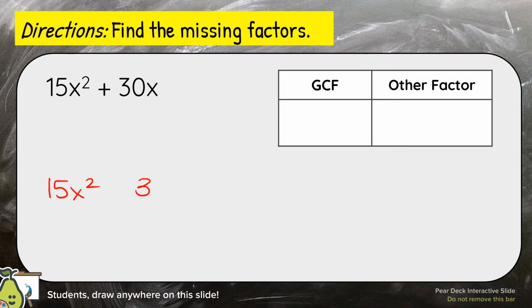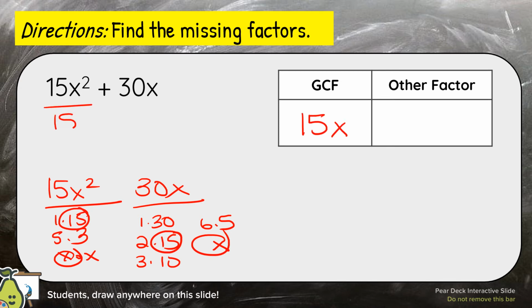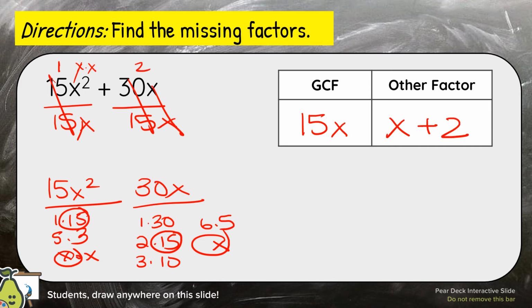15x squared, 30x. 1 times 15, 5 times 3, x times x. 1 times 30, 2 times 15, 3 times 10, and 6 times 5, and x. So the largest number they have is 15, and they have an x in common. 15x is our GCF. 15 divided by 15 is 1. An x cancels out, so we're left with an x, plus 30 divided by 15 is 2. So we have 15x times x plus 2.